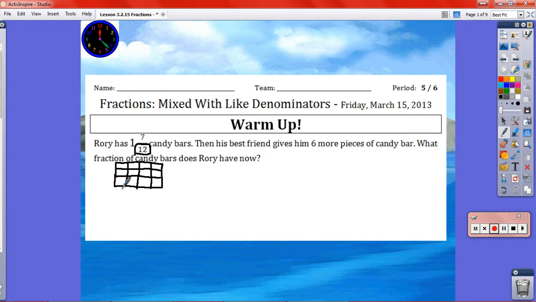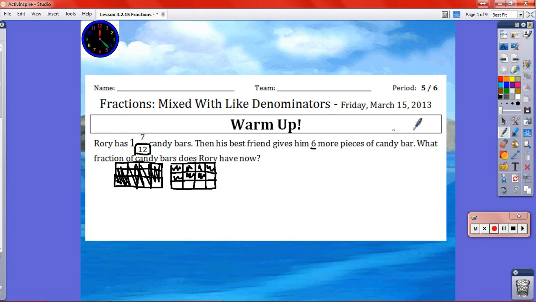Alright, so we have one whole one. So that whole thing is filled in. And then we have 7/12. So I'd fill in 7 of these. 1, 2, 3, 4, 5, 6, 7. And he gives him 6 more pieces. And so that's pieces, so that's 12ths, 6/12.